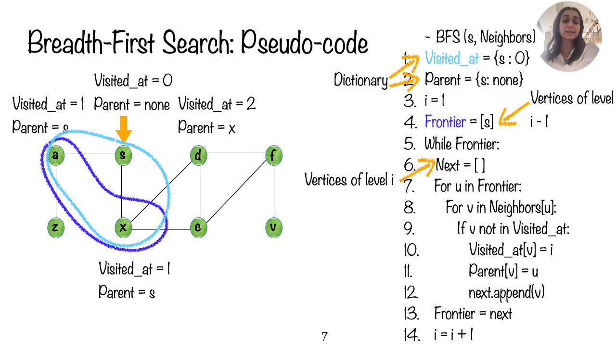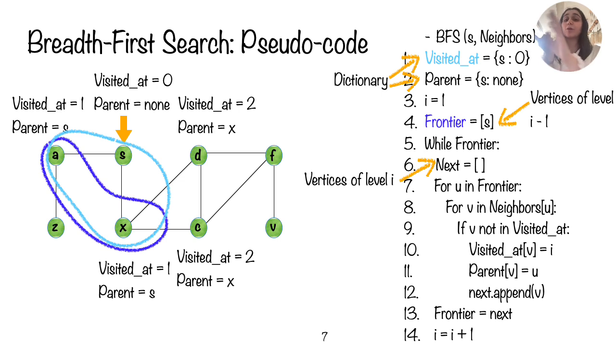Parent of D is X. I'm going to also append it to the list of the next, because this is going to be my new frontier, okay? Again, I do the same for C, because it's a neighbor of X. I'm not done with the neighbors of X. So, is it visited? No, I put visited at 2. The parent of C is X. I put it in the next, because it's part of my frontier now.